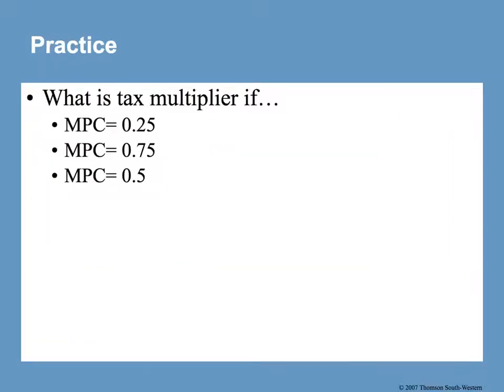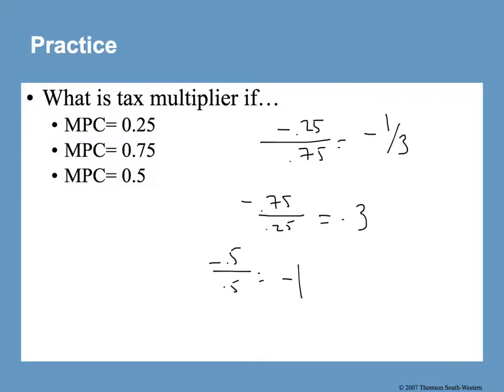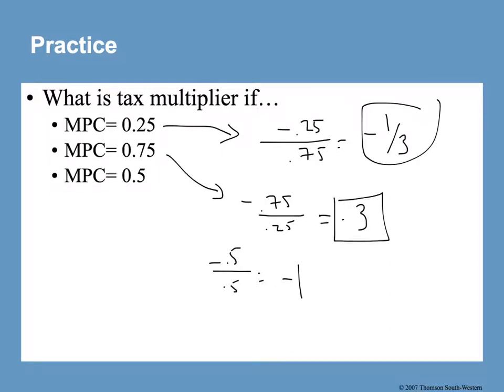So take a second and pause the video and calculate these different tax multipliers if the MPC is 0.25, if the MPC is 0.75, and if the MPC is 0.5. So go ahead and hit pause now. And here are the three answers. If the MPC is 0.25, then it's a negative 1/3. If the MPC is 0.75, then it's a negative 3. And if the MPC is 0.5, then the tax multiplier is negative 1.